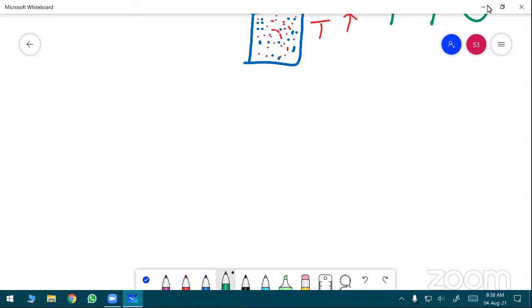So this is a beaker, and this is the solvent, the liquid solvent is there.